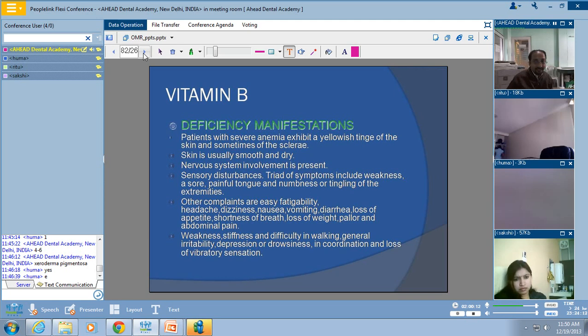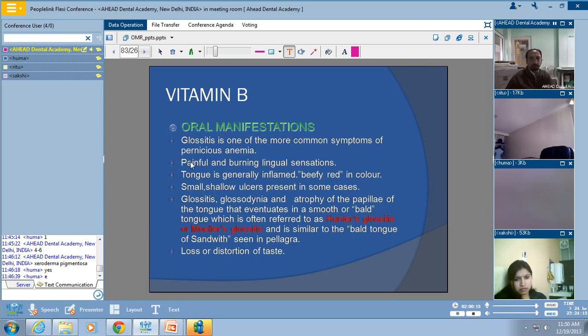Now, why is vitamin B12 deficiency so important to us? Again, I have just written that it is a bald tongue which is referred to as Hunter's glossitis and Moeller's glossitis. And if you read the next line, it is similar to the bald tongue of Sandwith. Generally, vitamin deficiency is not very important to us as dentists, but I am writing which are the important ones. Vitamin A and vitamin E are not really important to us as oral manifestation, but vitamin B is still important.